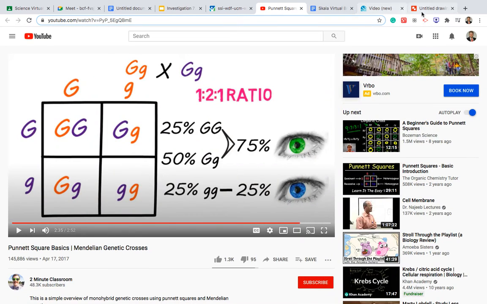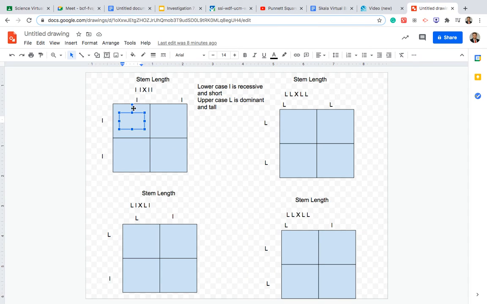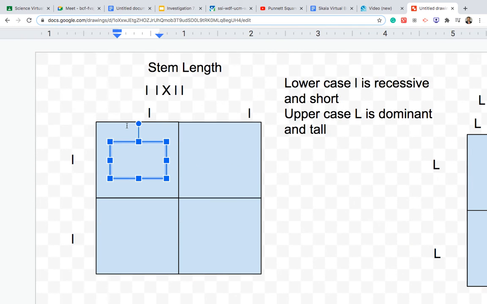Then we went through in the class, and we looked at our wonderful examples here. And this one, we're just going to be looking at the stem length, so how tall our plants are. So if we're looking at this, the lowercase l is recessive, which means it's a short one, and the uppercase L is dominant and means that one will be tall. So we look at our Punnett squares here. We'll focus in on this one.